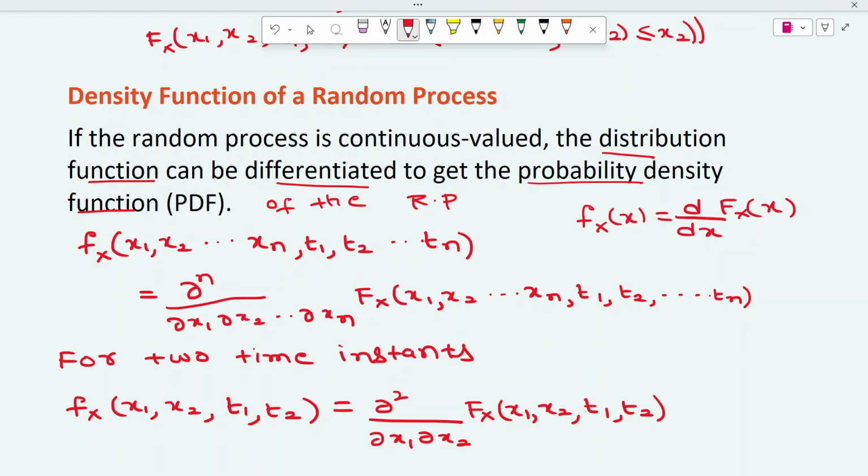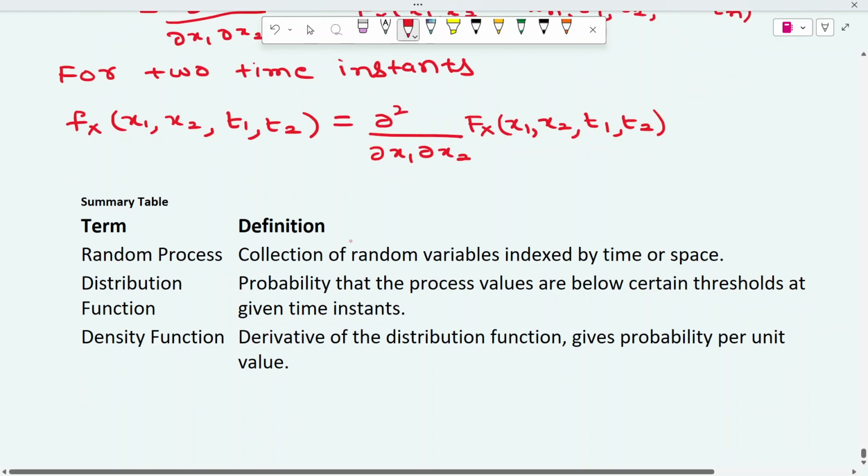So we have to differentiate the joint cumulative distribution function with respect to x1, with respect to x2 and with respect to xn. Similarly, if you observe at two time instants t1, t2, it is simply the partial derivative, dou square by dou x1 dou x2, of Fx of x1, x2, t1, t2. So here dou is the partial derivative.